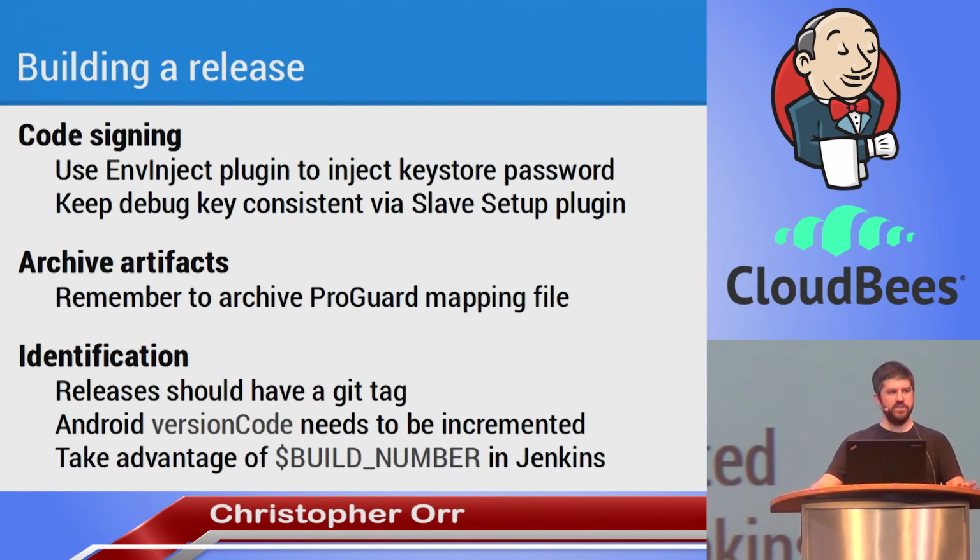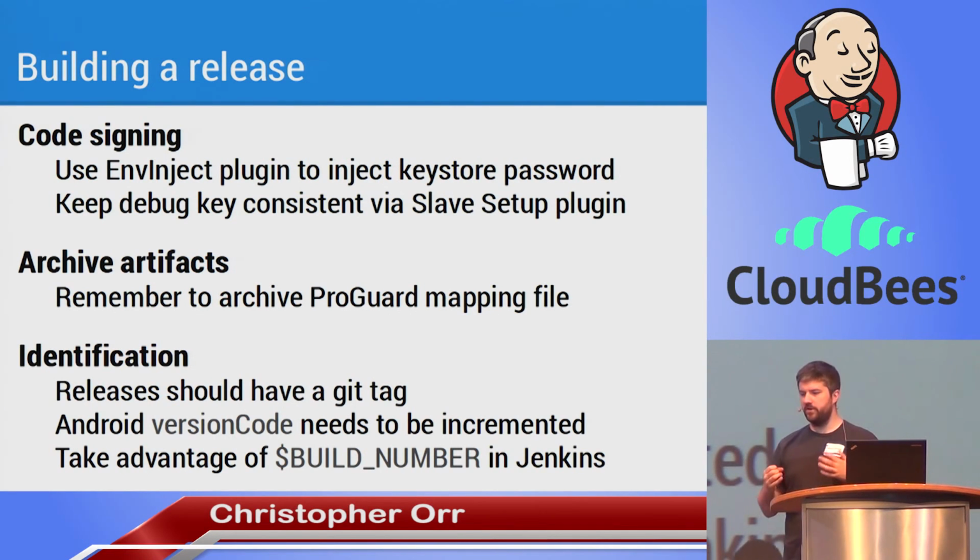You can also use the envinject plugin to inject the key store password into your build. Envinject is a great plugin which has, among other things, this password feature where you can say, okay, I want to have my secret password. I'll type it in once into this password field. I'm not going to commit it into source control. My users will never see it. My Jenkins users won't see it. And it just exports an environment variable. You can then pick up that environment variable in your Ant script or your Gradle build.